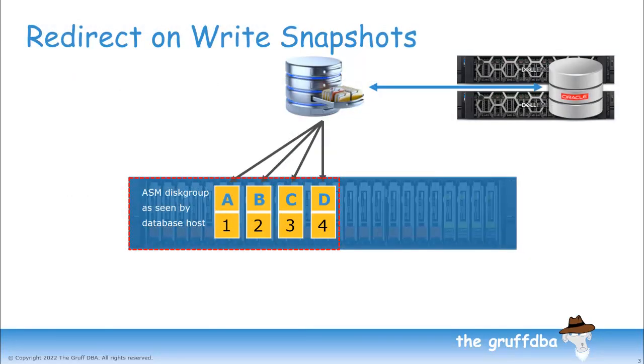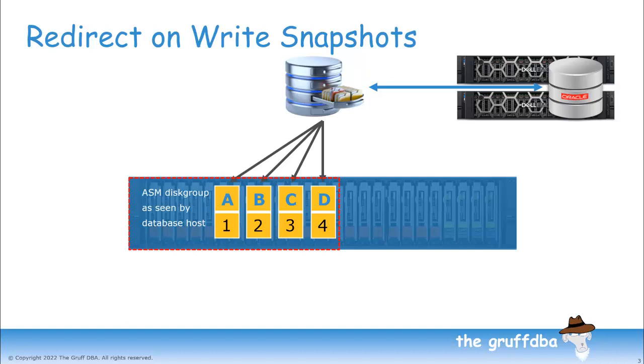Back in November 2021, I did a video on cloning an Oracle database using a Dell PowerStore and thin clones, and in that video I provided a fairly detailed description of how storage arrays like the PowerStore and the PowerMax use a technique called redirect on write to deliver almost instant copies of ASM disk groups, and those copies take up a minimal amount of real capacity. I'm not going to repeat the whole explanation here. If you're interested, please do go check out that video.